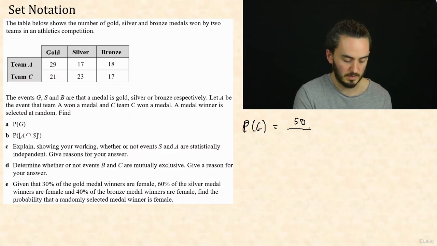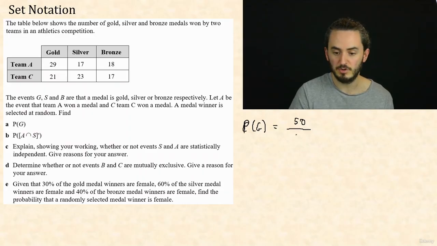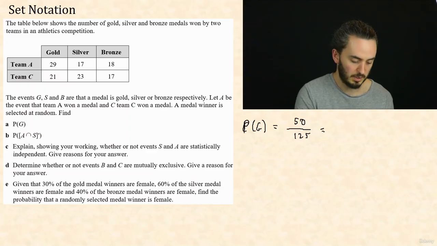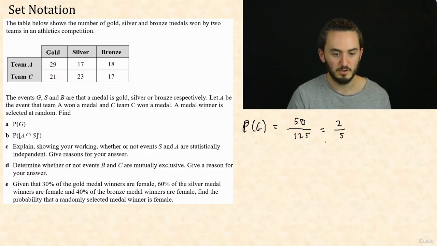So 29 plus 21 plus 17 plus 23 plus 18 plus 17. So there were a total of 125 competitors. So the probability that someone won a gold is 50 divided by 125, which is 2/5 or 0.4, whatever is your favourite way of writing a probability.